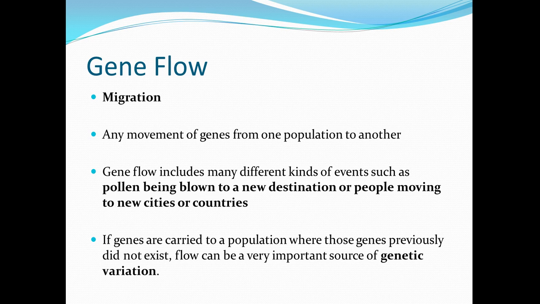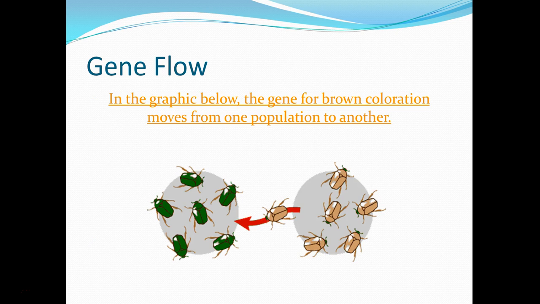It could be some kind of geographical isolation that existed before that is now removed, and it allows two populations to intermix, or it could be something as simple as, in the example here, pollen being blown to a new destination by wind, or people moving to a new location. So a key thing though is that if the genes that are migrating did not previously exist in the new population, then that will be an important source of genetic variation.